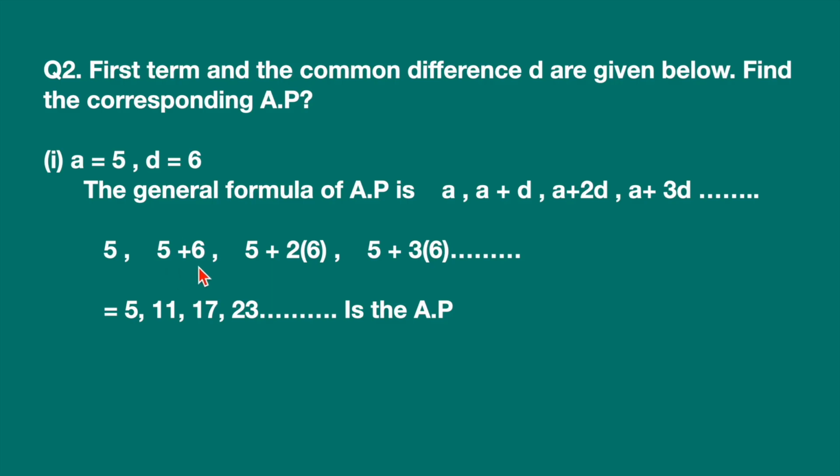5 plus 6, comma, 5 plus 2 times d. That is 2 into 6. That is 5 plus 3 into 6, dot, dot, dot. So 5 plus 6 is 11. 5 plus 2 into 6, that is 12. 12 plus 5 is 17. This is 23. And dot, dot is the AP.